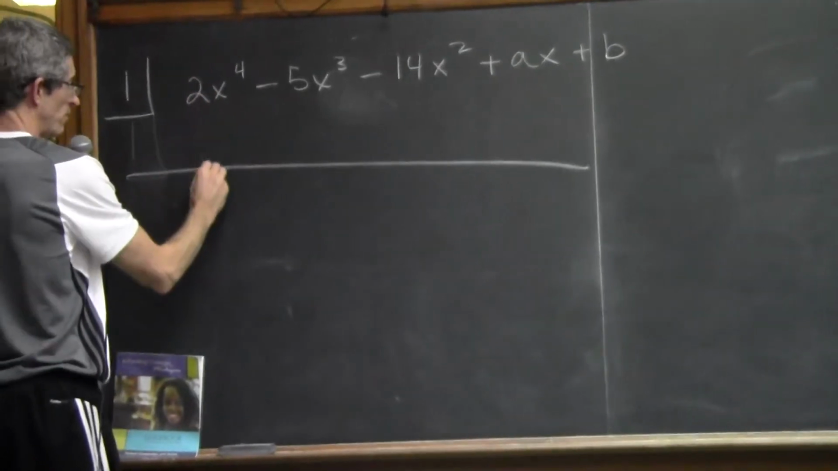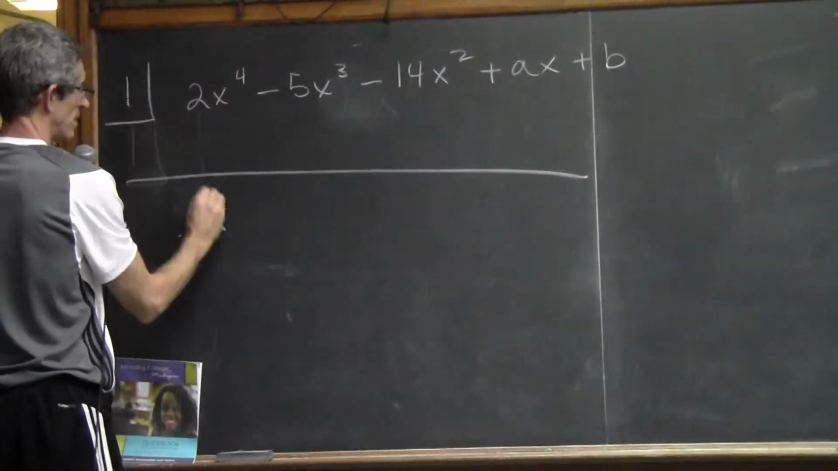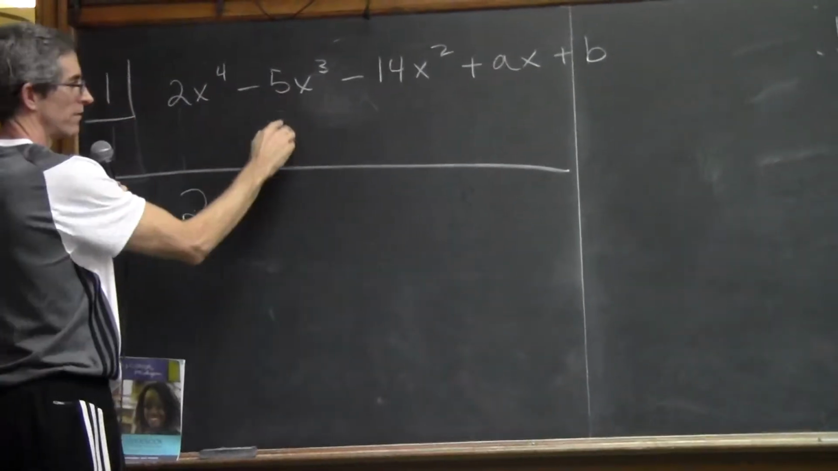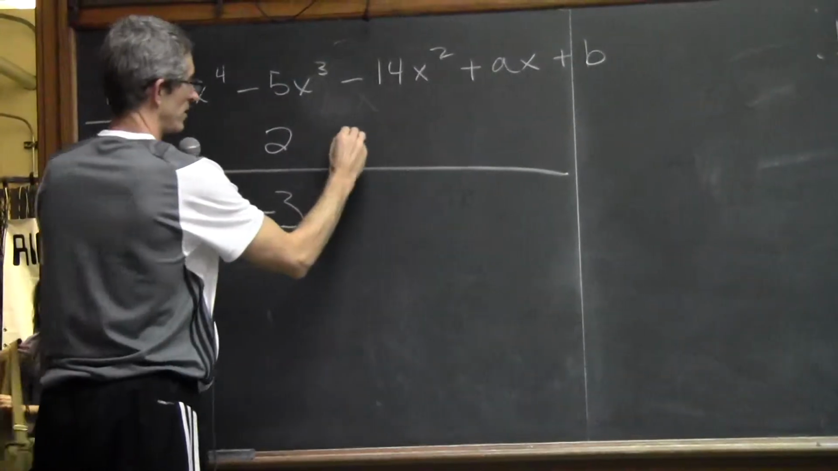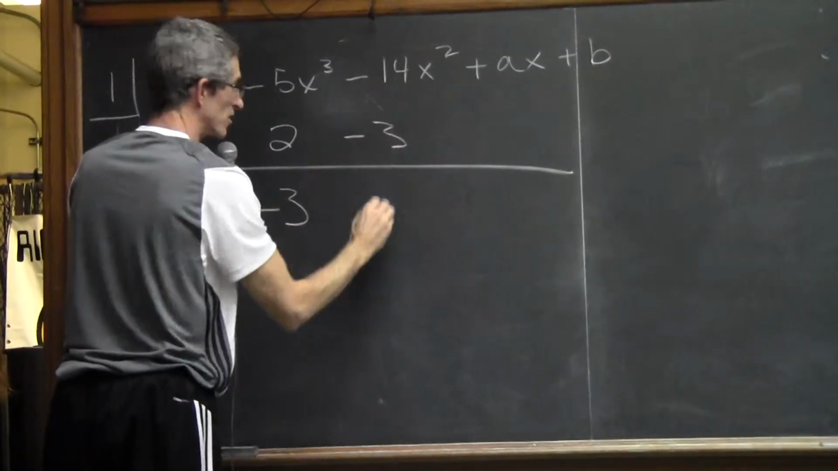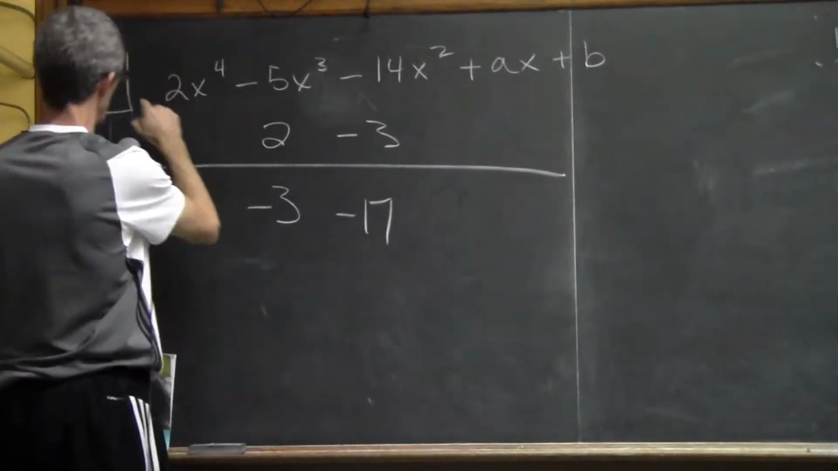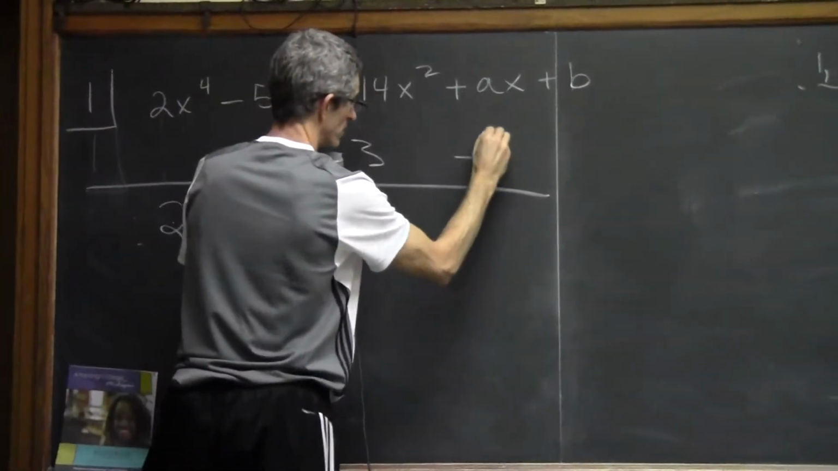So I'm going to bring down the coefficient of 2. 1 times the 2 is 2. The negative 5 and the 2 is a negative 3. 1 times the negative 3, negative 3. That's going to be negative 17.